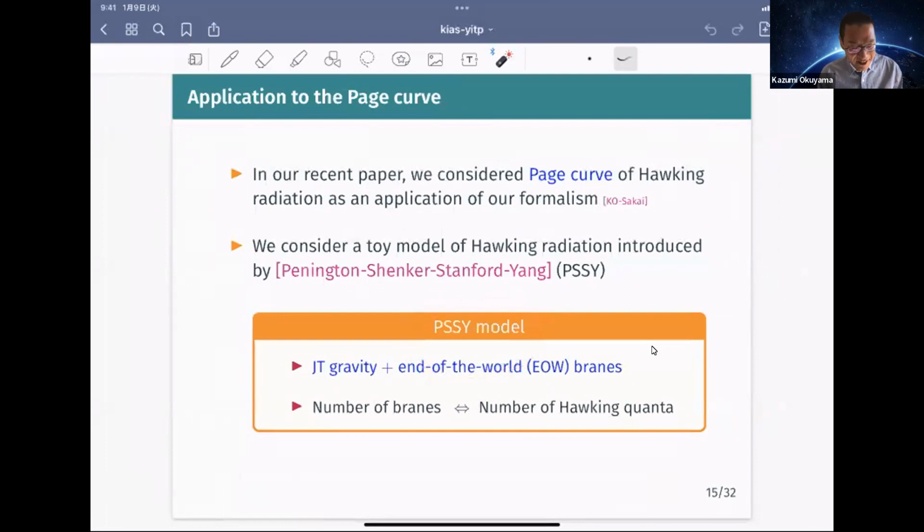So this model is not JT gravity coupled to some matter to study the Hawking radiation per se. It is not exactly JT gravity plus Hawking quanta, but they replaced the role of the Hawking quanta by just putting branes into the system. This is just a model for the Hawking radiation, but it turns out that this model is very useful to describe the behavior of the entropy and reproduce the whole Page curve of Hawking radiation.